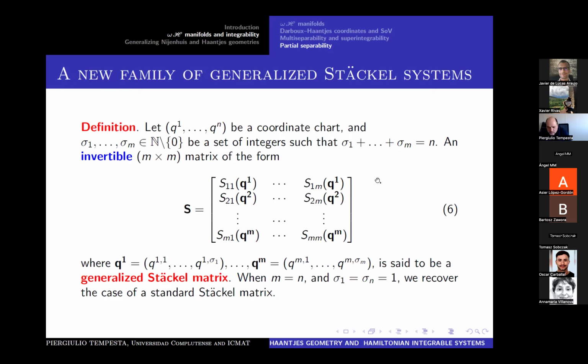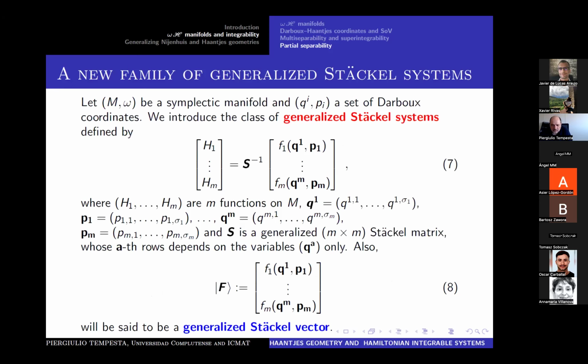because you can also consider Stäckel matrices where each line does not depend on one coordinate, but depends on, let's say, a group of coordinates. Okay, q1 is a set of coordinates, q2 another set, and so on. And this is indeed called a generalized Stäckel matrix. And then you can consider a generalization of the standard Stäckel theory for these matrices.